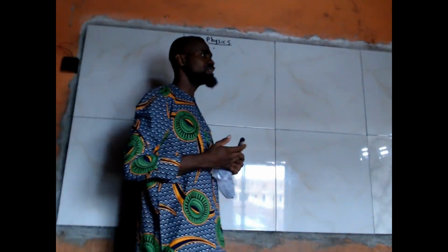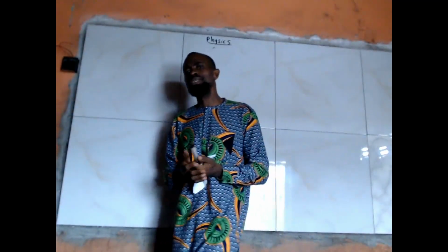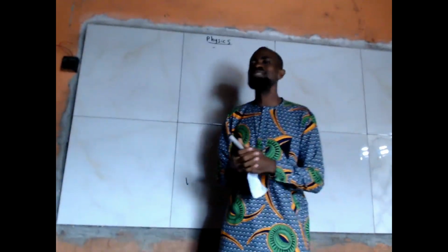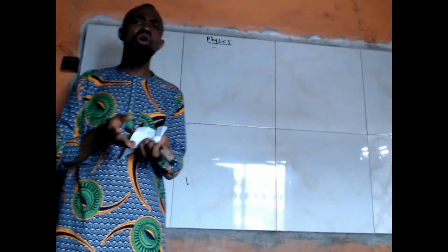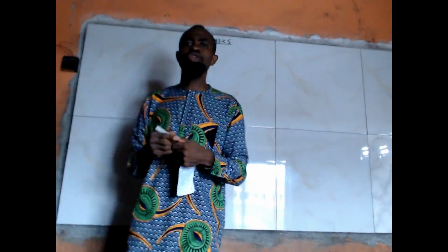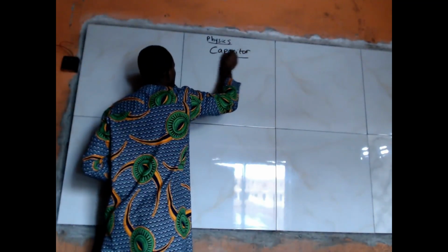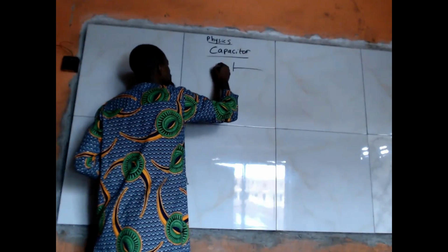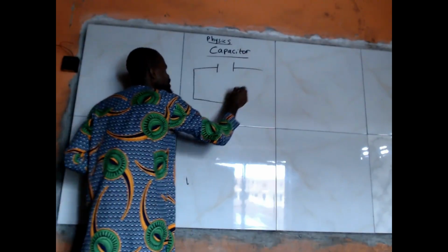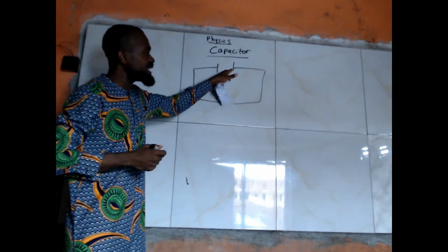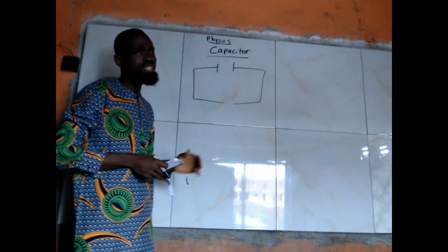But the difference is that a cell stores energy with the idea of chemical energy. But a capacitor has its own setup for storing energy. It is not due to chemical energy. It just consists of two conductors that are charged. Those two conductors are separated by distance or by an insulator.